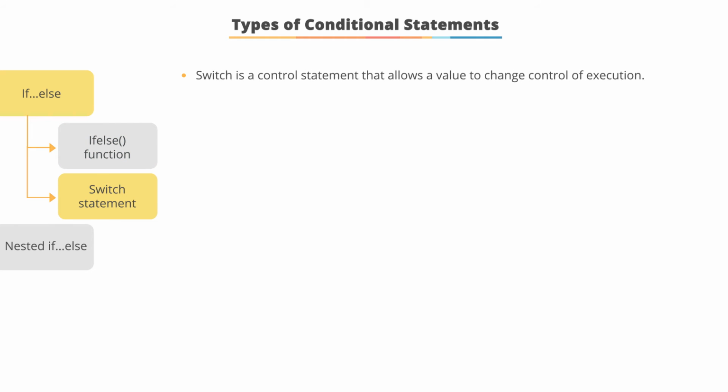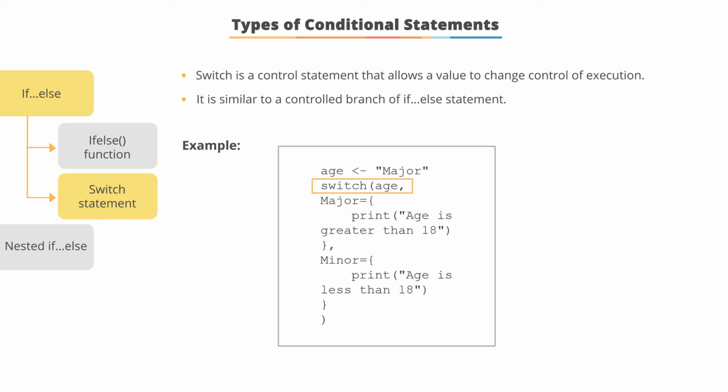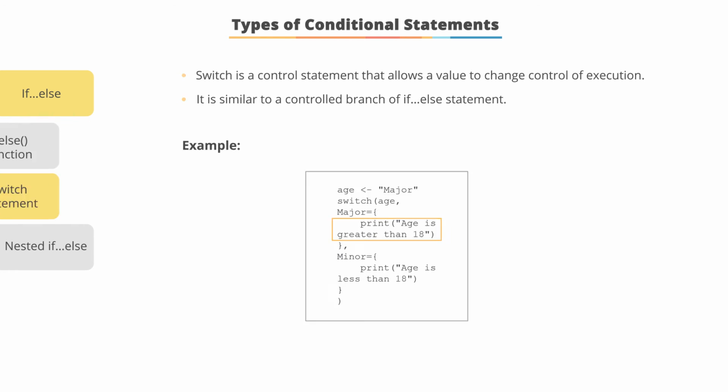Switches are control statements that allow a value to change the control of the execution. So it's basically a controlled branch of if-else statements. So it's looking at the expression. So switch age is that expression, and then it's going to major or minor based on what age says. So you can see age is assigned major, so it would go switch age, it looks at major, so it would print age is greater than 18.